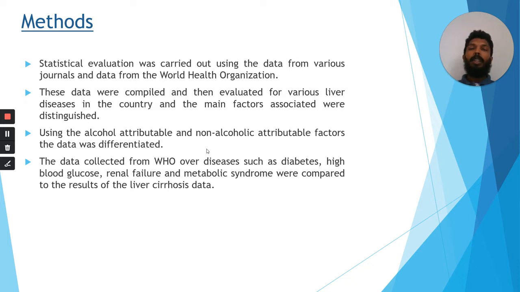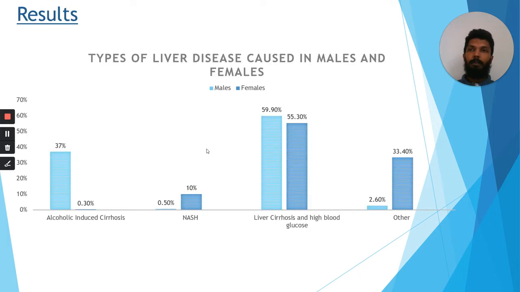Then, using alcohol factors and non-alcoholic factors, we categorized the data, and based on that we were able to identify different liver diseases. As you can see over here, alcohol-induced cirrhosis is the most common. Alcohol liver cirrhosis is common in both populations, with an equal share, while in other forms there are many more females.